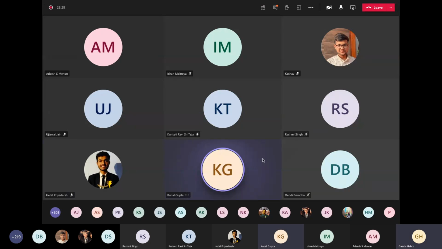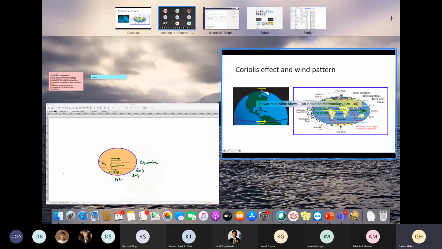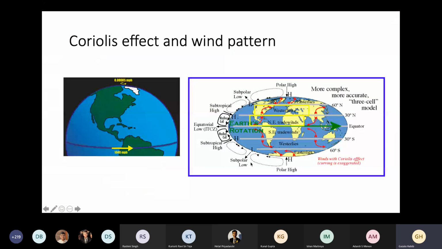Just think about that. Whenever the pressure at a particular place, at the equator, because the temperature is high, the pressure will always be low. And at the pole, the temperature is low, so the pressure will be high.